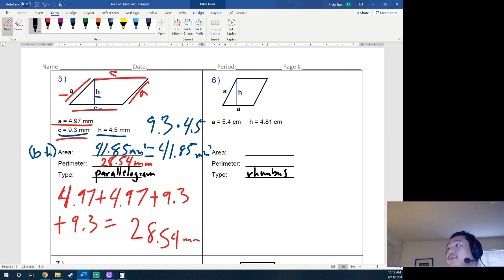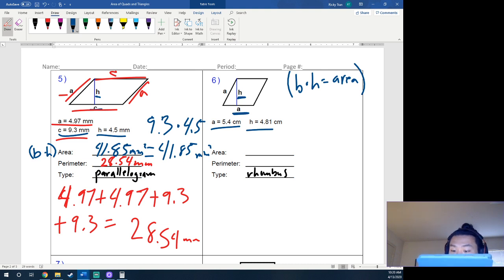All right, number six is a rhombus. And guess what? A rhombus is still the same as a parallelogram when it comes to finding area. So it's still going to be base times height. Okay, here's the base, here's the height. The only difference is that the sides are all the same all the way around. So 5.4 times 4.8.